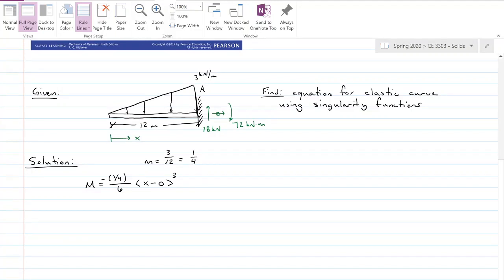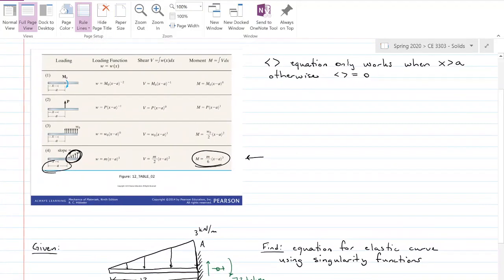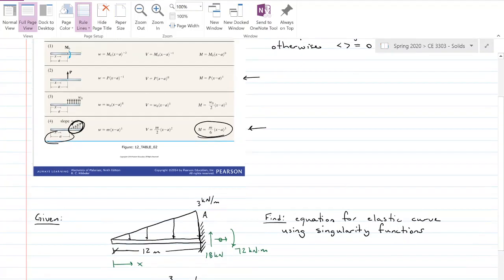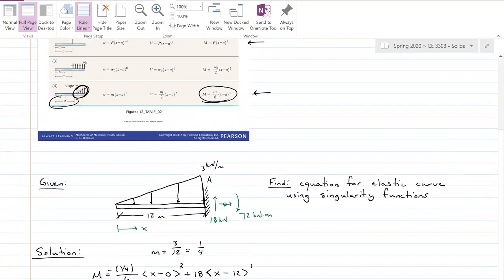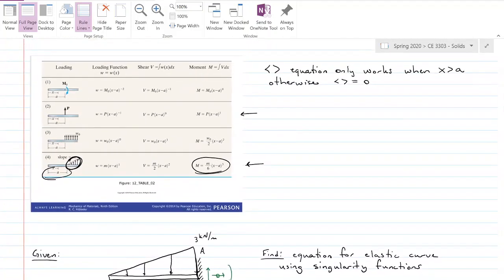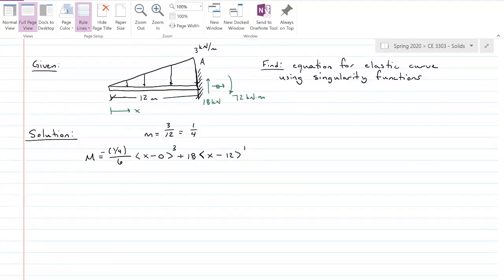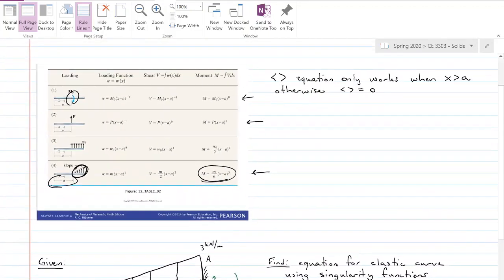All right, then we move 12 meters and we run into an 18 kilonewton point load. Point load is the second one here, and it is P times x minus a to the first power. So plus 18, because it is pointing up, bracket x minus 12 to the first power. And then the last one we have here is a moment, which is acting clockwise as well. So we need the magnitude of the moment, plus 72 times x minus 12, to the 0 power, since it occurs at 12.